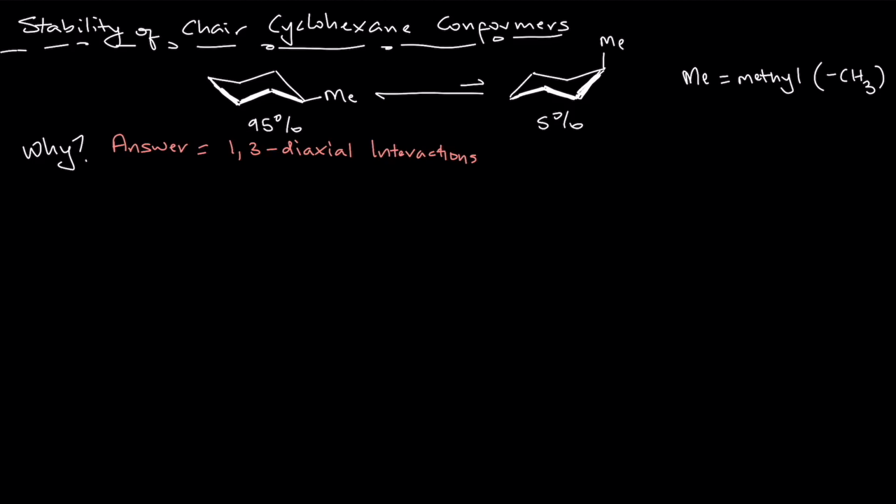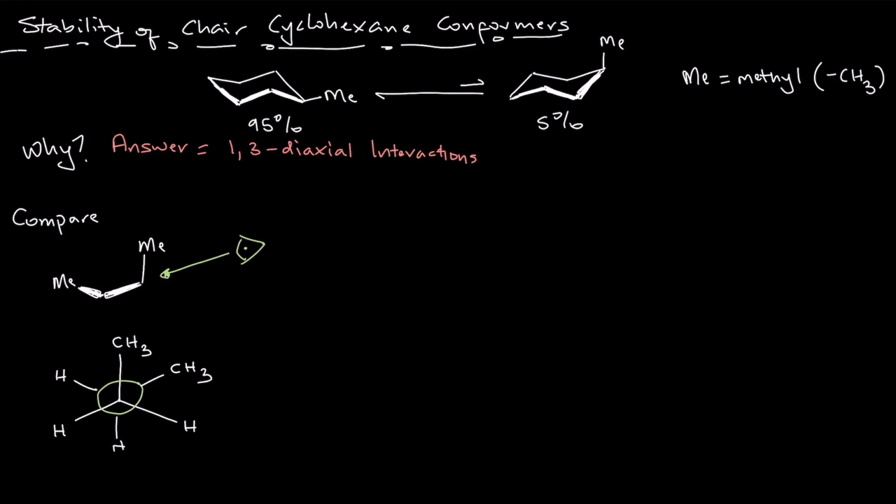The answer is a phenomenon we call 1,3 diaxial interactions. A clever way to think about 1,3 diaxial interactions is to remind ourselves of another interaction that we absolutely do know about. So imagine you had butane in this particular conformation, and you wanted to determine the Newman projection looking from the position of that eyeball. This is your butane in this particular conformation. And recall that in this conformation, your butane is going to experience what we call gauche interactions, which occur when you have two CH3 groups 60 degrees from each other.